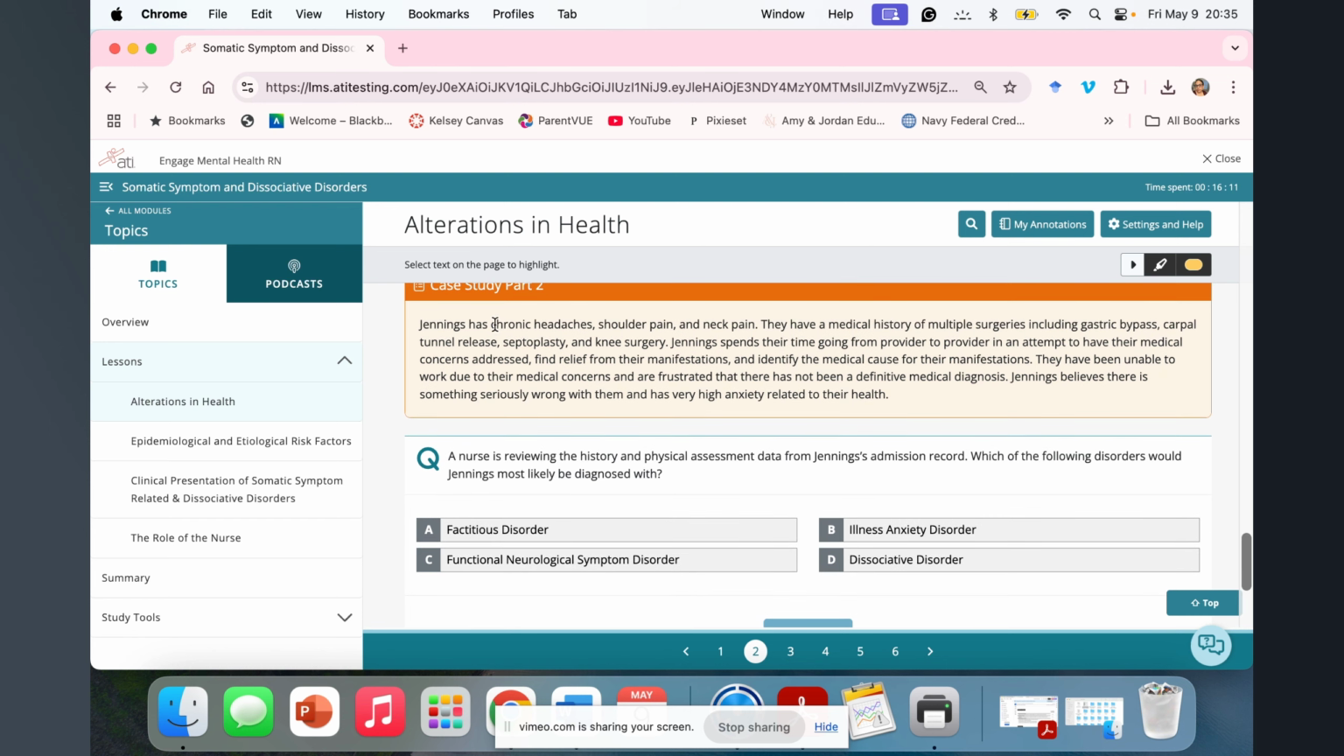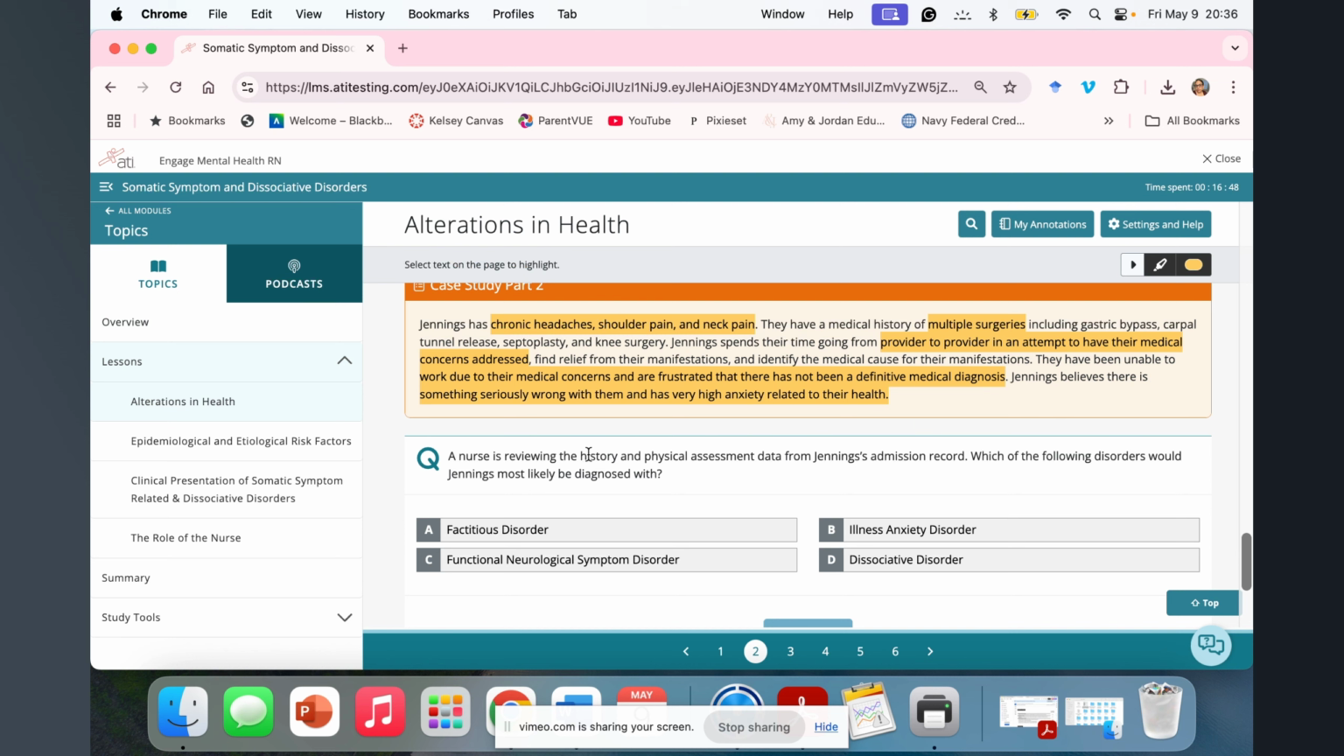So Jennings has this chronic headache, shoulder pain, and neck pain. They have a history of multiple surgeries, and they go from provider to provider trying to address their concerns, which is just pain. They're in a lot of pain. They've been unable to work due to their medical concerns and are frustrated that there is no definitive diagnosis, okay? They think that there is something wrong with them and have a lot of anxiety related to their health, okay?